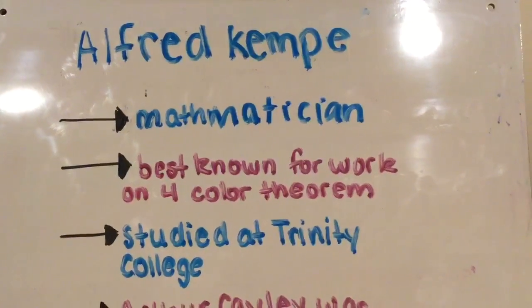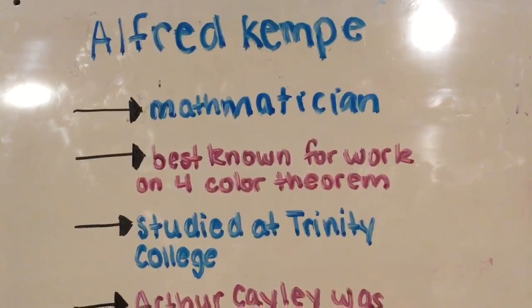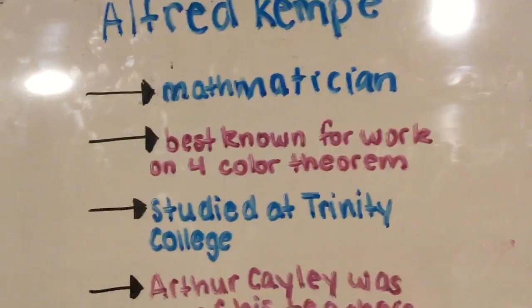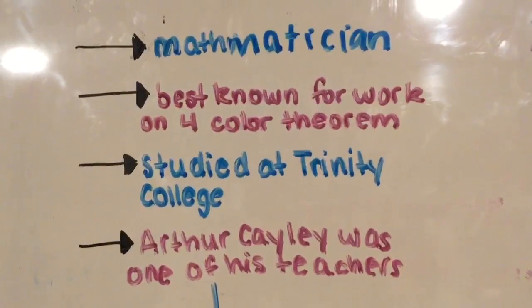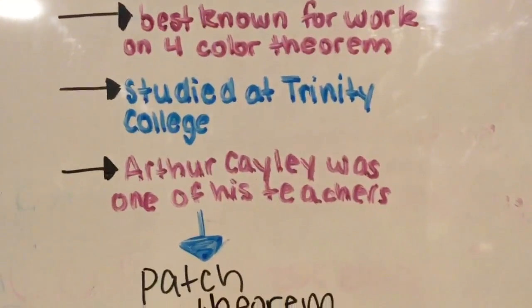Alfred Kempe, one of the second main mathematicians who worked on the four-color theorem, was best known for his work on the four-color theorem. He studied at Trinity College under Arthur Cayley. Arthur Cayley was the mathematician who discovered the patch theorem.